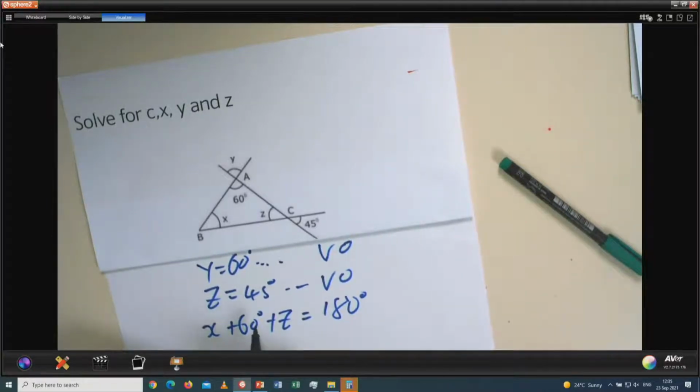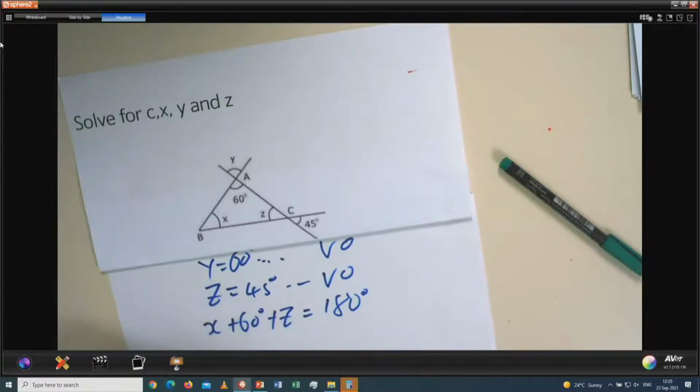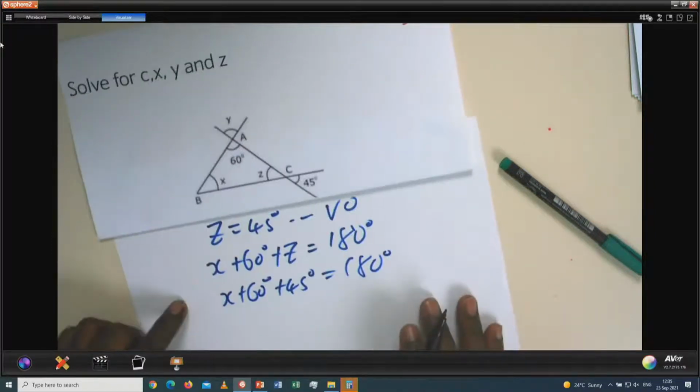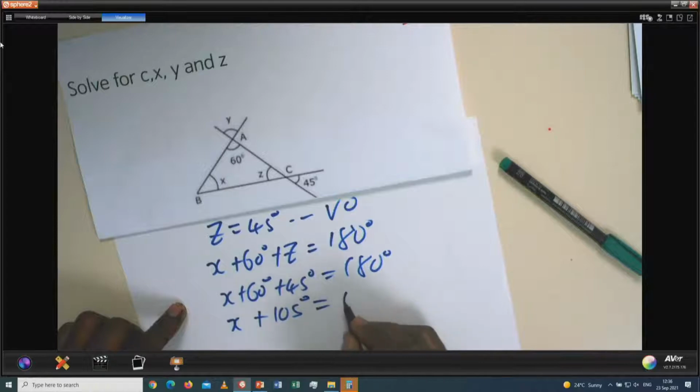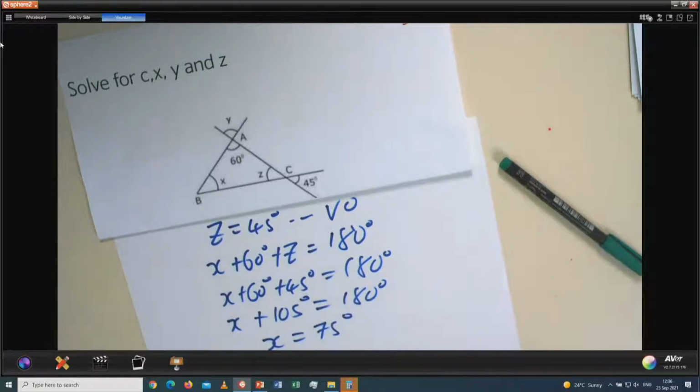But now we've just calculated that Z is 45. Therefore, X plus 60 degrees plus 45 degrees equals 180. You just apply your maths. X plus 105 degrees equals 180 degrees. X, therefore, will be 75 degrees. So it's information that is exactly in front of you.